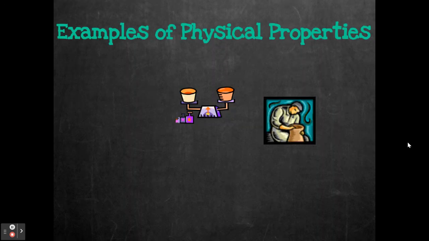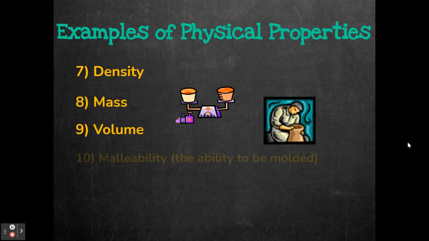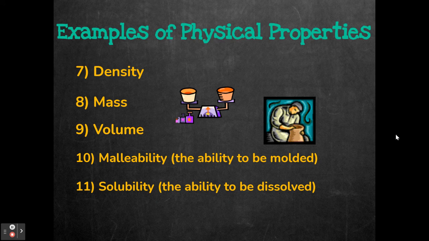More examples of physical properties: density, mass, volume, malleability. This is a new one. This is the ability to be molded. And solubility, that's a review. The ability to be dissolved.